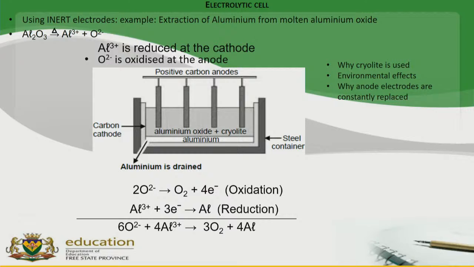Since there must be heating of aluminum oxide, for example, we know in South Africa we use electricity, and electricity comes from the burning of coal. The burning of coal also contributes to the greenhouse effect.